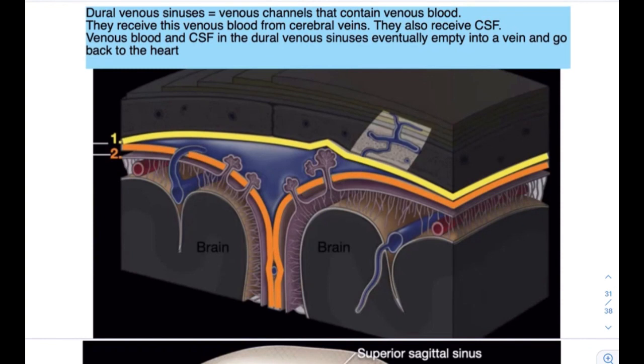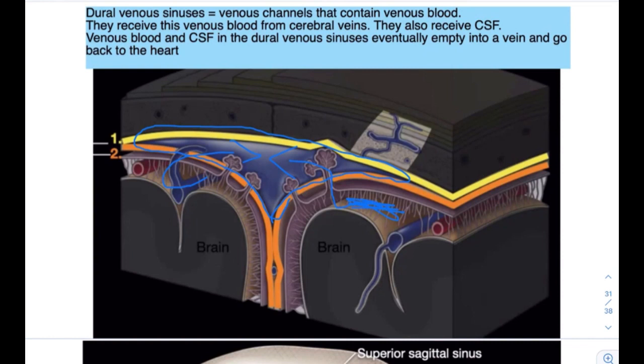So over here, this right here is the dural venous sinus. It's created when the two layers of dura mater separate. They're basically like venous channels. They're very closely related to veins, but they're not exactly veins. They actually receive blood from the cerebral veins. So they receive the venous blood, the deoxygenated blood, and they also receive CSF. So here there's CSF, which empties into the dural venous sinus. So the dural venous sinus receives two things. It receives the CSF and venous blood from the cerebral veins.